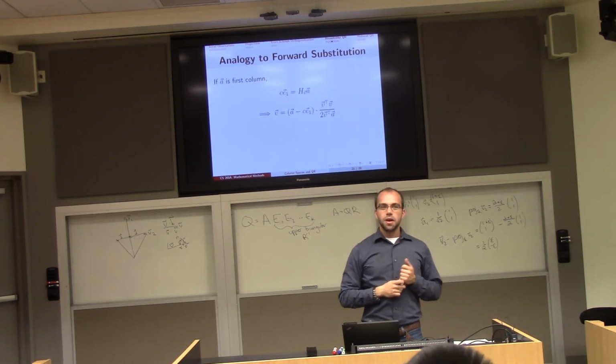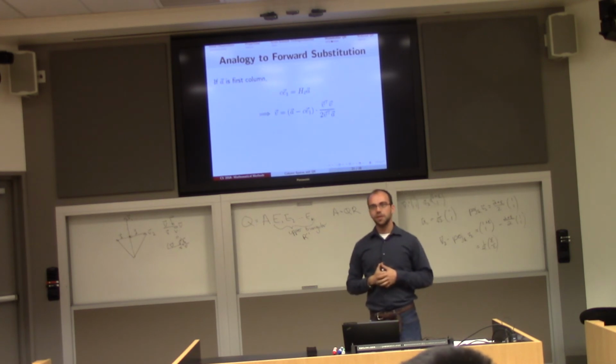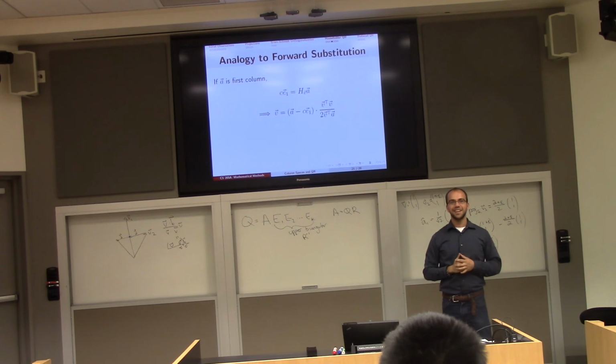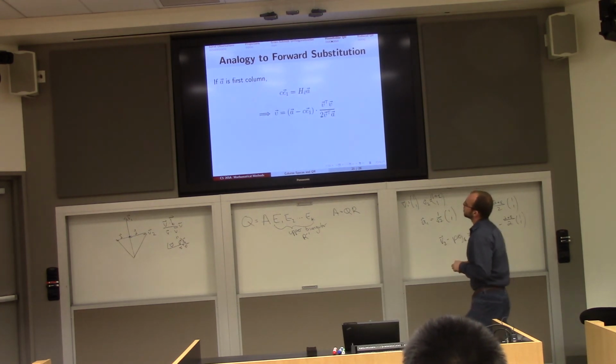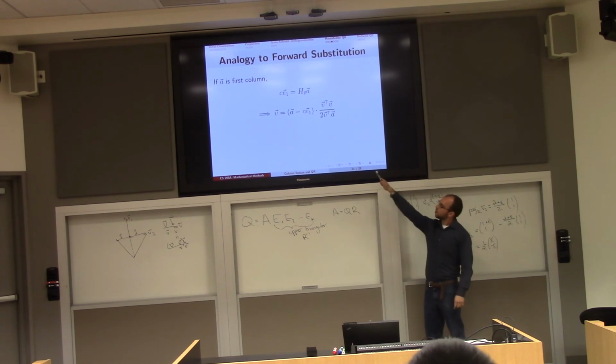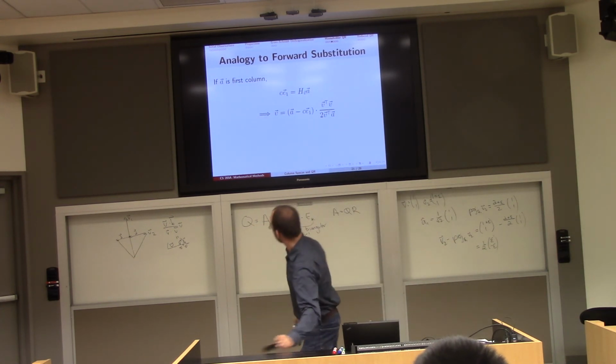So now, if we want to proceed in analogy to forward substitution, what do we have to do? Let's say that A is the first column of our matrix capital A. Then if I left multiply by this reflection matrix, I should get a multiple of the first identity vector back. Why is that? Well, let's think about what forward substitution is doing.